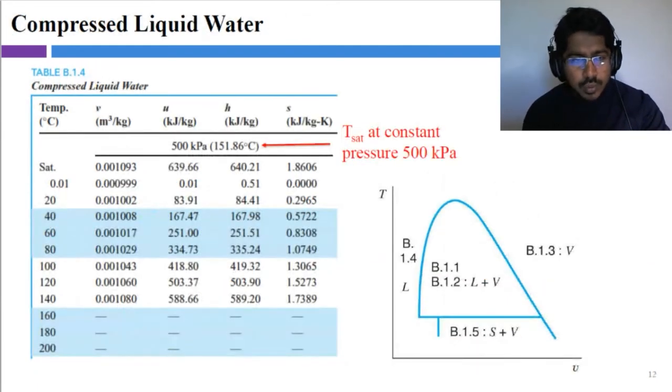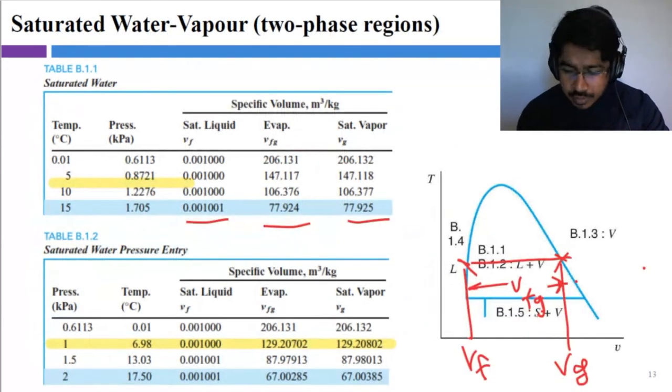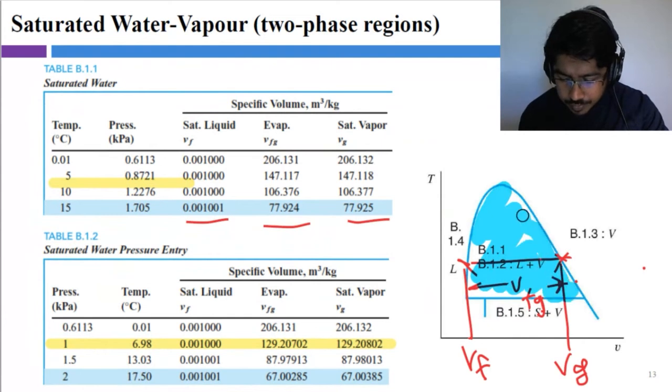So one including this one. This one was for compressed liquid. So this one represents a different region compared to what we are discussing right now. So this one is for this region, right? So this table is for this region.